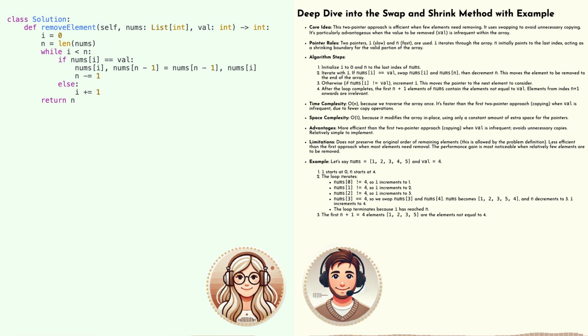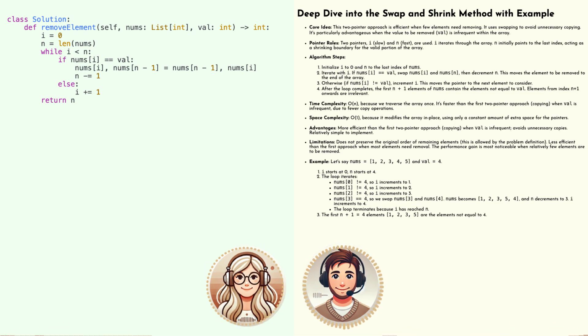I moves along and encounters a 2 at index 1. Time for a swap. Yep. What happens next? We swap that 2 at index 1 with the 4 at index 4. So now we have 1, 4, 3, 2, 2. And then N moves back one step to index 3. That marks the new end of the active section. We're starting to see those discarded 2s pile up at the back.